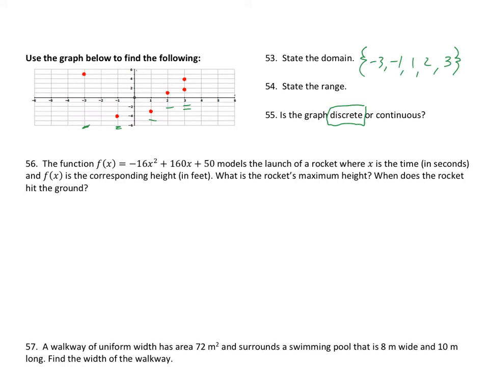Then y values for the range. This looks like the lowest y value I have is at -4. Then there's a -3. And there's a 1. And there's a 2. And there's a 4. And there's 5.